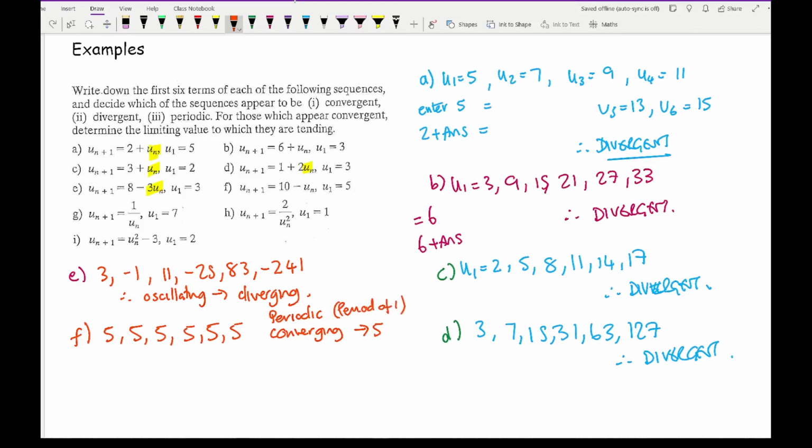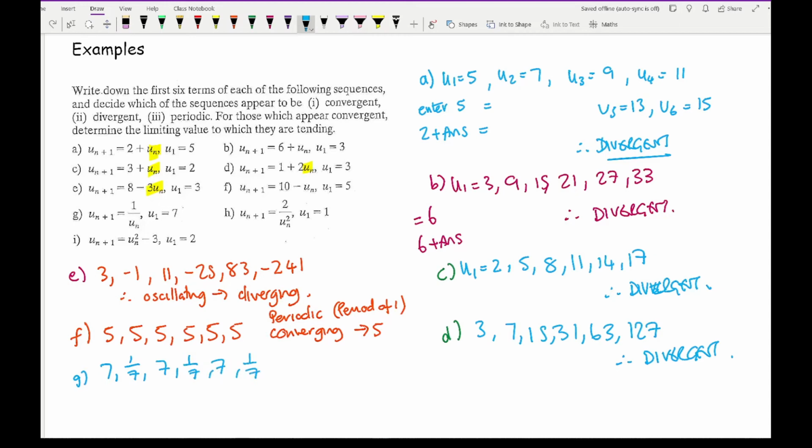You can also say it's converging to 5 as it's just heading towards that particular value. Then looking at G, so again we've got u_(n+1) = 1 over u_n. So the first term is 7. So the next term is therefore going to be 1 over 7. Then it's going to be 7, then 1 over 7, then 7, then 1 over 7.